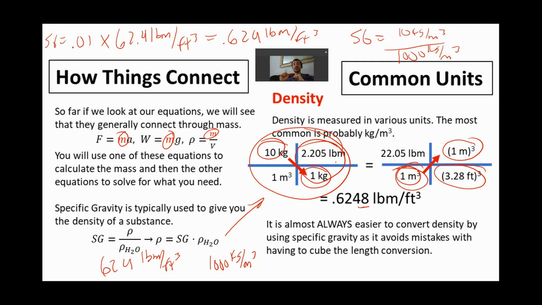It is a ratio, it is unitless. Use it as such. With this though, we finished density and specific weight.